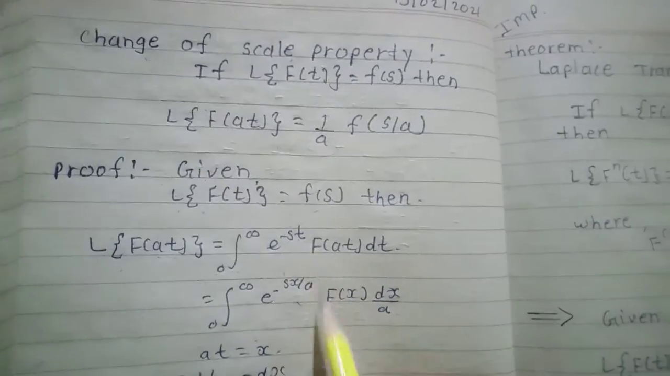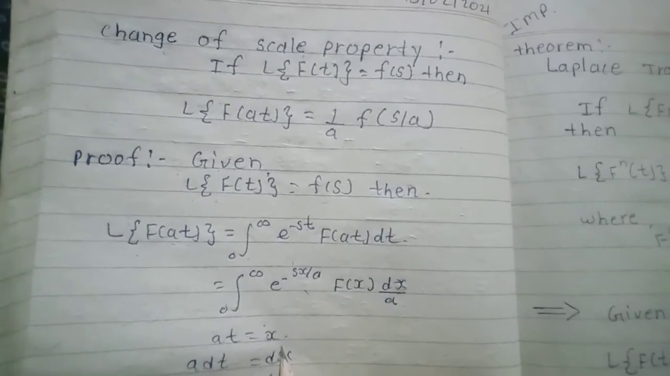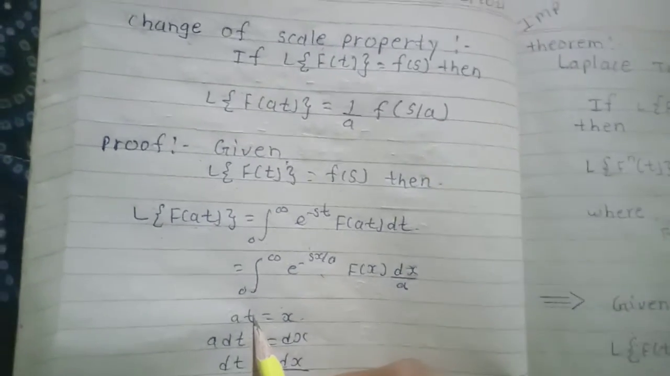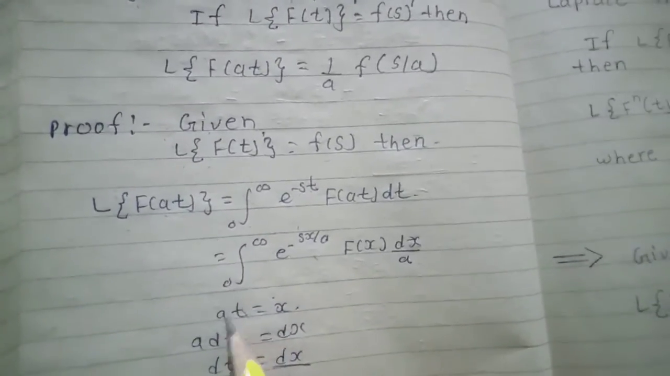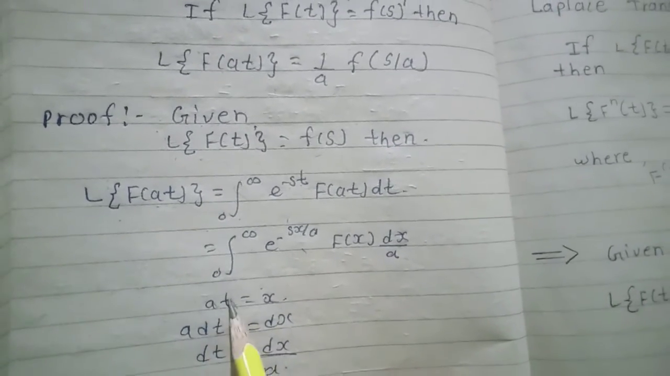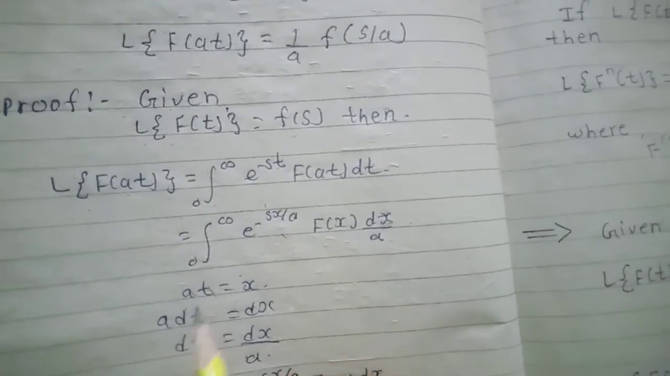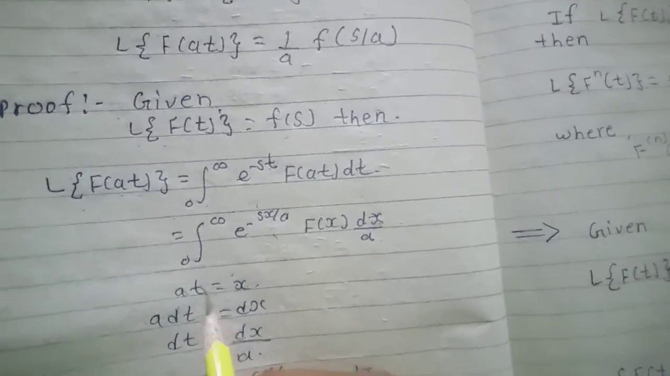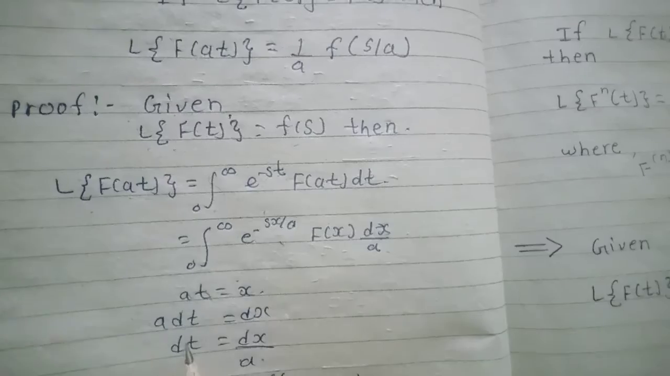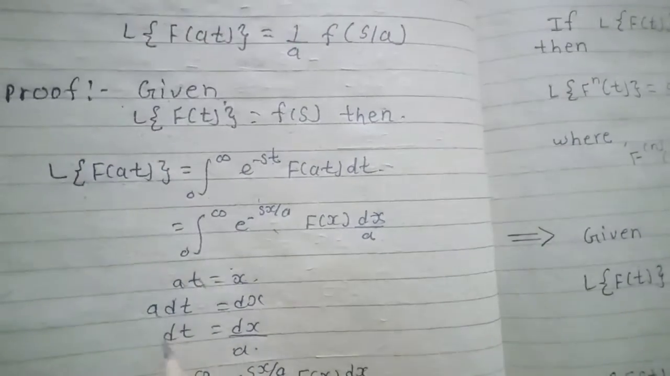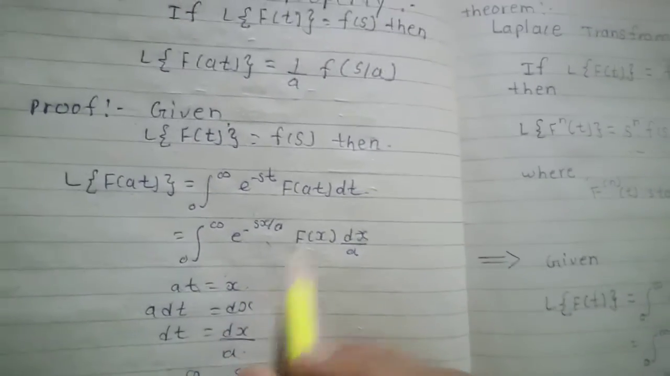Then here we put at is equal to x. When we put some values of x, then we give their derivatives. Here a is constant, so t का डेरिवेटिव है dt is equal to dx. Here at is multiplied, so it goes to the divisor: dt is equal to dx upon a. So we put all these values in this equation.